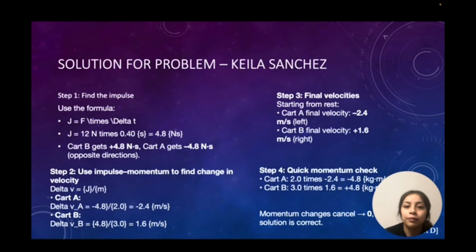To solve this problem, I first calculated the impulse. 12 newtons times 0.4 seconds gives 4.8 newton-seconds. Then I divided the impulse by each cart's mass to find their change in velocity. Cart A ends up moving at negative 2.4 meters per second, and cart B moves at positive 0.6 meters per second. Finally, I verified momentum was equal and opposite, which proves the answer is correct.